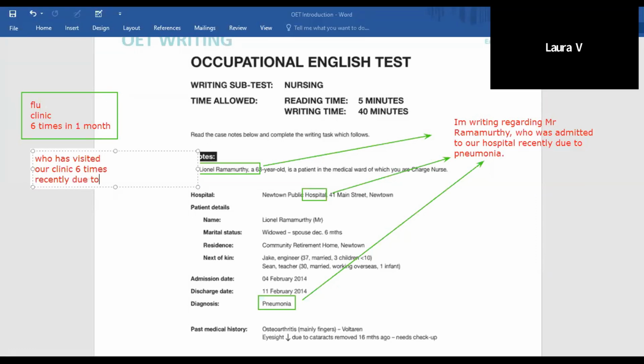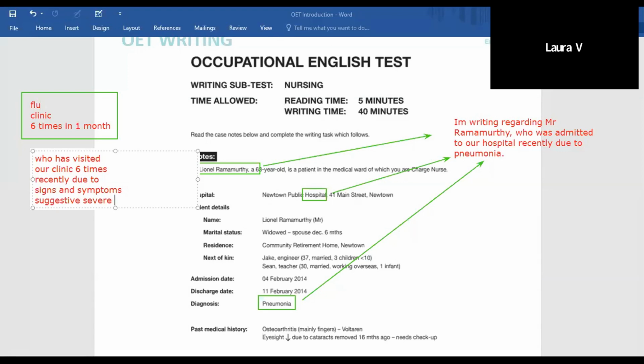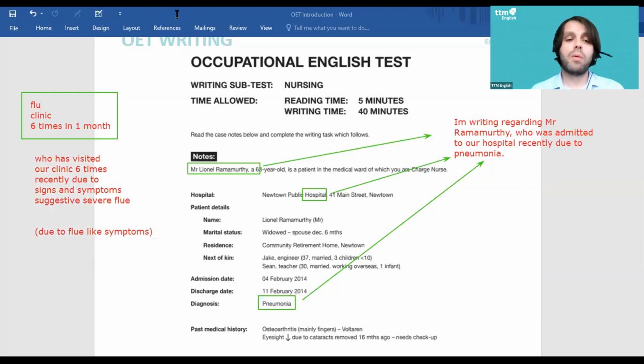Can you say signs and symptoms suggestive of flu? Yeah, that would work. Severe flu or something, it's 6 times. What about flu-like symptoms? You could say due to flu-like symptoms. Yeah, I like that. Okay, good. I just wanted to test you on that one because these are the tricky ones, aren't they? When there's more than one attendance. Okay, this one is good. I'm writing regarding Mr. Ramamurthy, who was admitted to a hospital recently due to pneumonia.